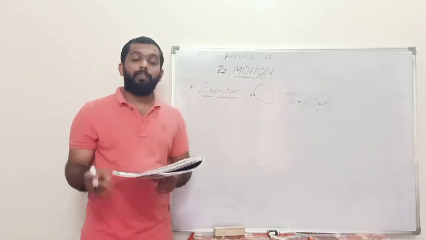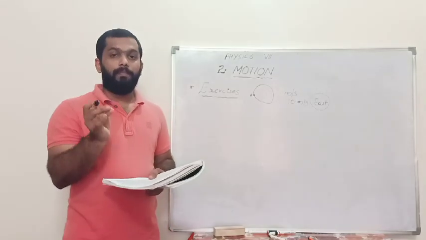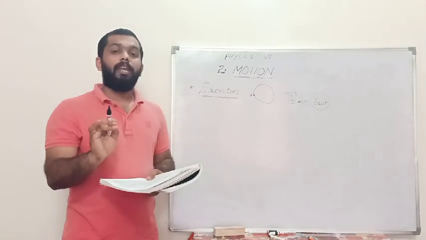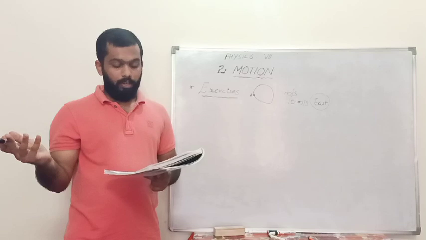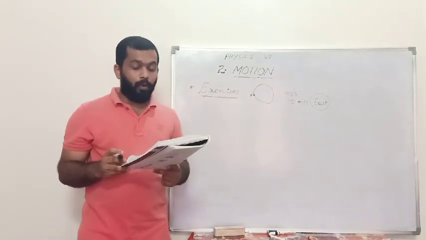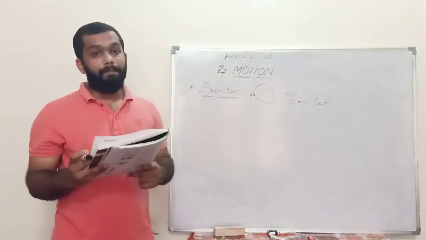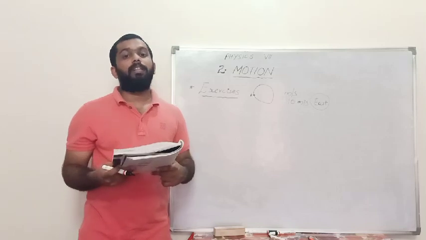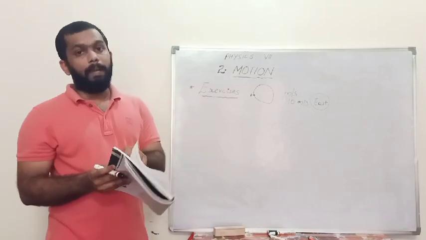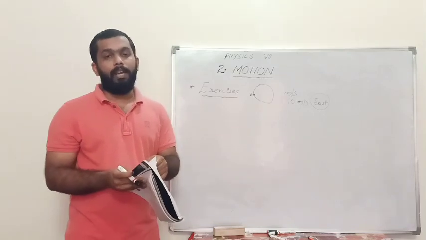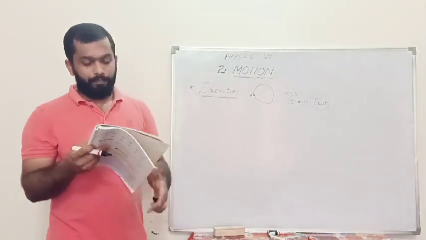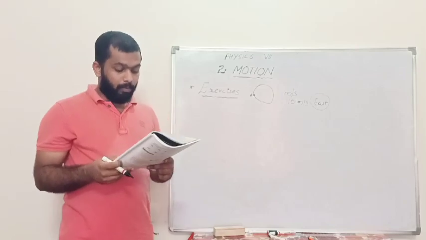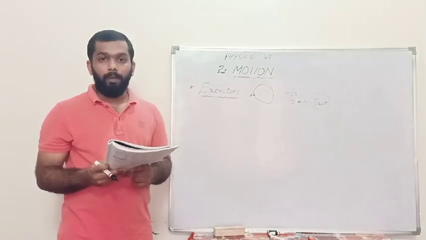Then the SI unit of mass is kilogram, whereas the SI unit of weight is Newton. Then the final one, the mass of the body is measured by a simple physical balance, whereas the weight is measured by a spring balance. Mass is measured by physical balance and weight is measured by spring balance. Next, we are moving to the numerical problems.